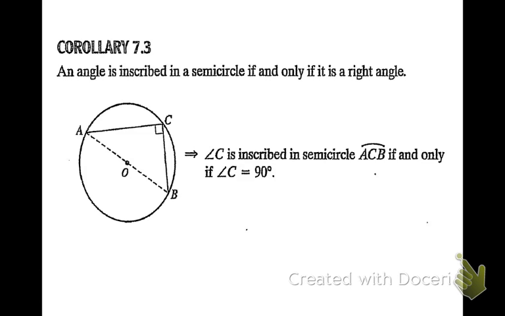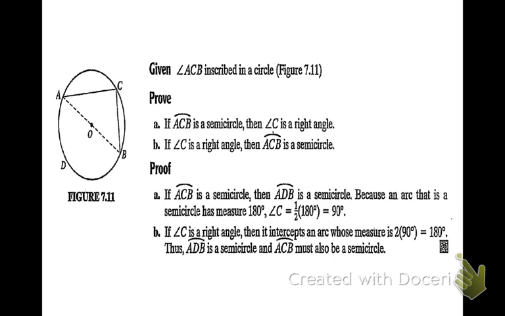Corollary. An angle is inscribed in a semicircle if and only if it is a right angle. So the if and only if also means that if we have a right angle, we know it inscribes a semicircle. Makes sense, right? Because let's look at the proof of it. Given ABC is inscribed in a circle, we're going to prove, if ACB is a semicircle, then C is a right angle. The proof of that's below.